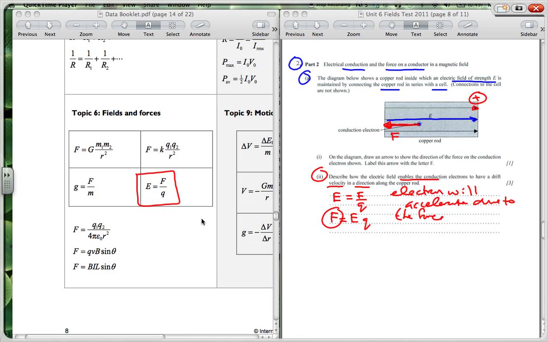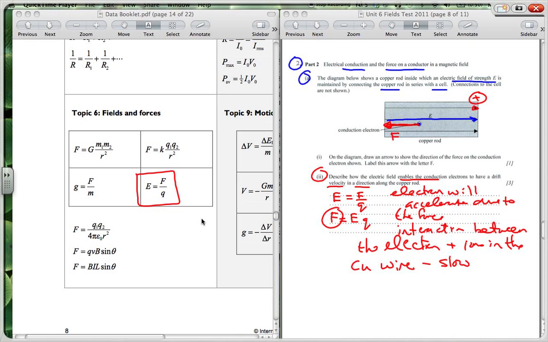And what happens though is that the electron interacts with the ions within the copper conducting wire. So there is interaction between the electron and the ions in the copper wire, and so this causes it to slow down and also to change direction. But overall, with this constant force in that direction, it will cause the electron to maintain a movement going across like that.